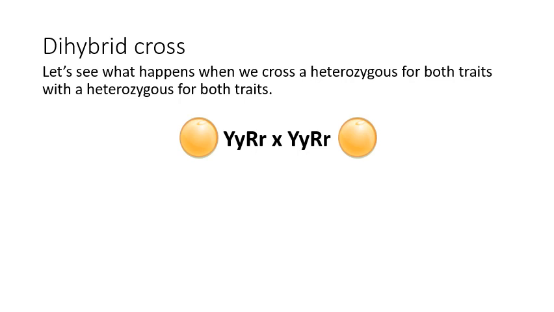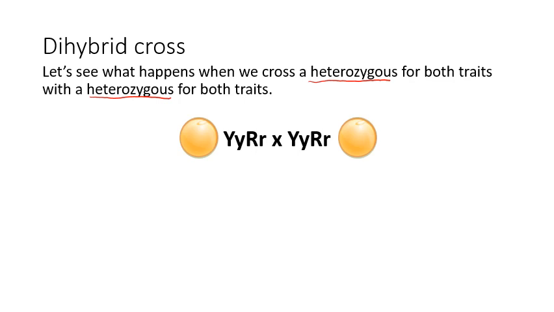But when it comes to crossing heterozygous individuals in a dihybrid cross, that's when things can get a little bit fiddly. So we're going to have a look at an example where we're crossing a heterozygous for both traits with another heterozygous for both traits. So both individuals have the same genotype and phenotype. So they're both yellow peas with a smooth texture. And because both of them are heterozygous, they have the same genotype of big Y, little y, big R, little r.